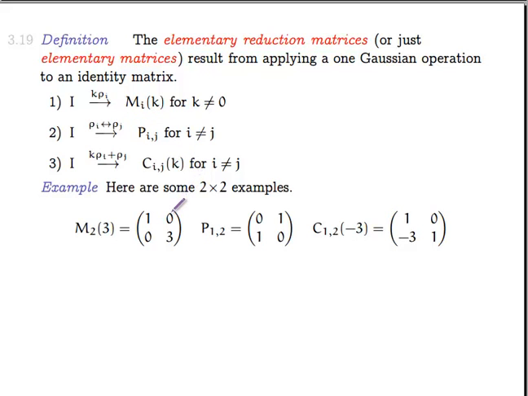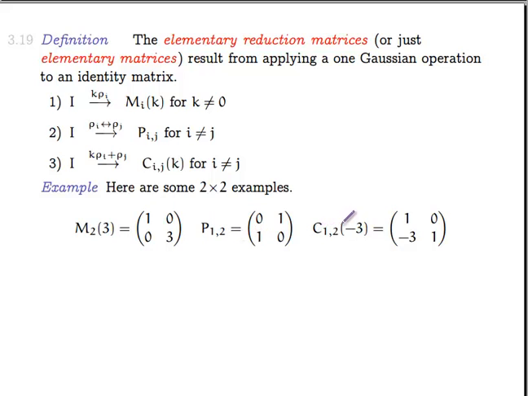Okay. Here's some 2x2 examples. M23, what's that going to do? It's going to multiply the second row by 3. What does P12 mean? P12 means I swap rows 1 and 2.